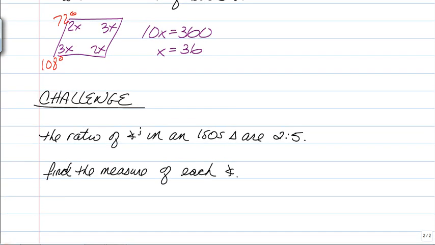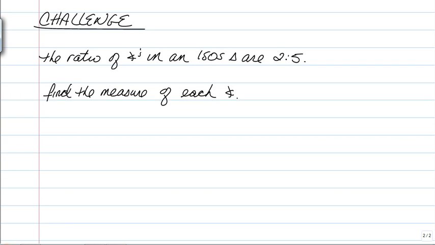Last one's a challenge problem. The ratio of the angles in an isosceles triangle are 2 to 5. Find the measure of each angle. So it sounds pretty simple. But you have to remember this is an isosceles triangle. So go ahead, pause the video, and see if you can come up with the answer to this challenge problem on your own.